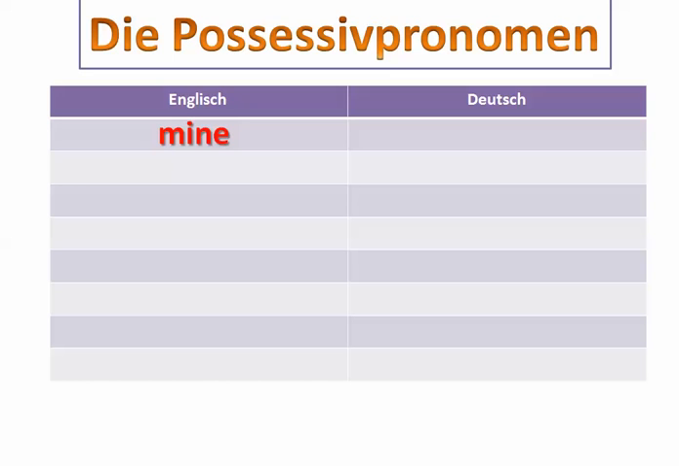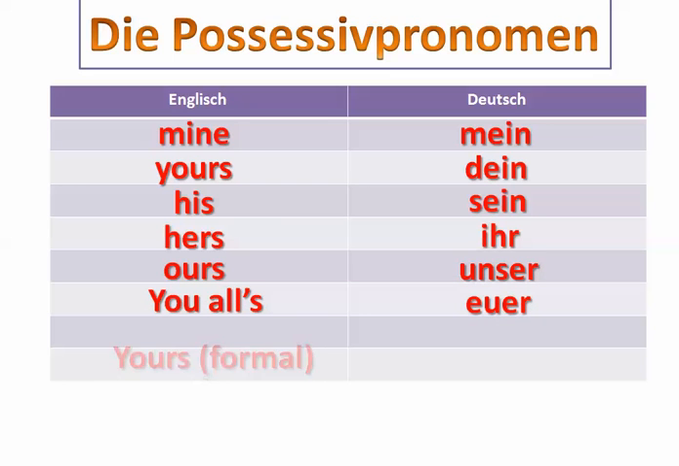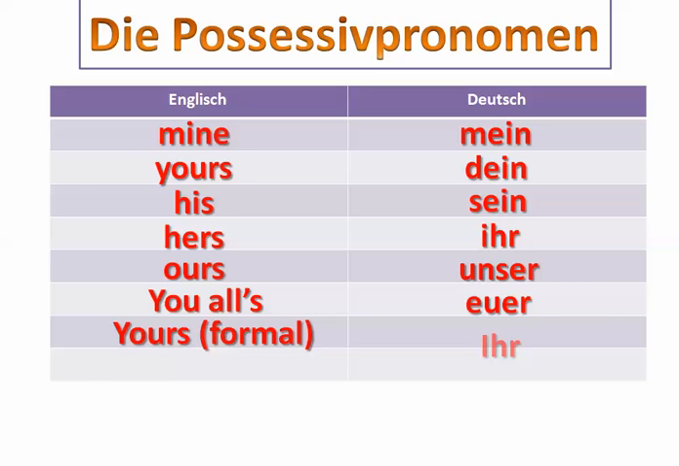So in English we say mine, in German they say mein, it's the same essential sound but spelled differently. Yours, dein, that's the informal you. His would be sein. Hers is ihr. Ours is unser. And then you alls or y'alls, euer. And the formal you in German is ihr. And for theirs, it's also ihr.